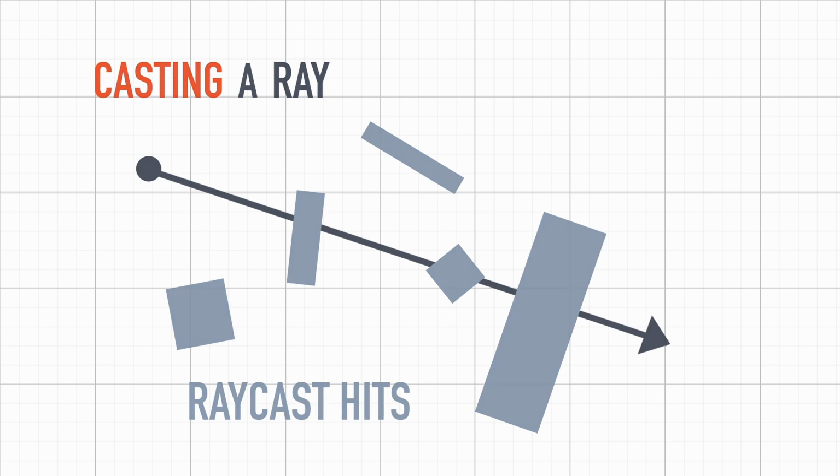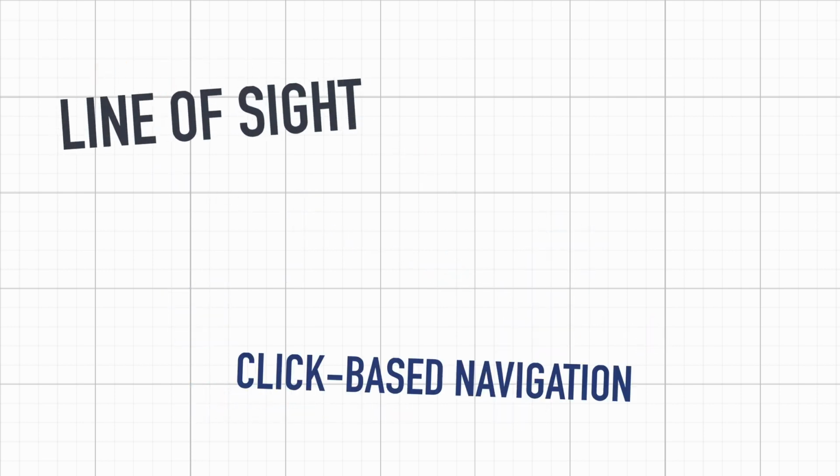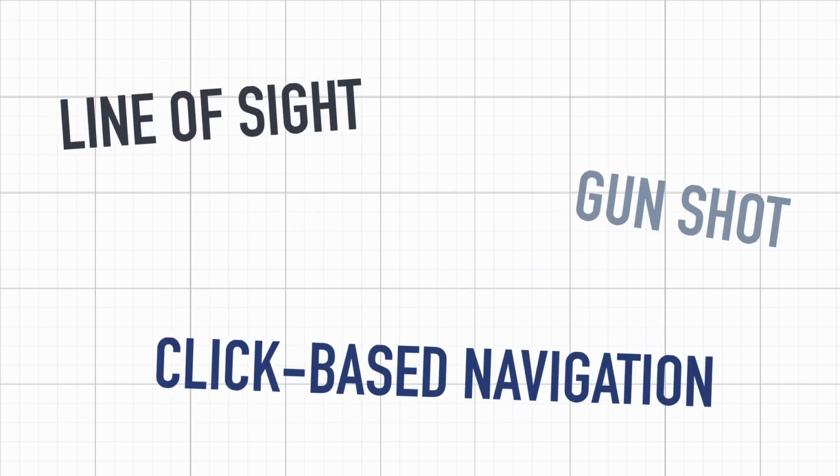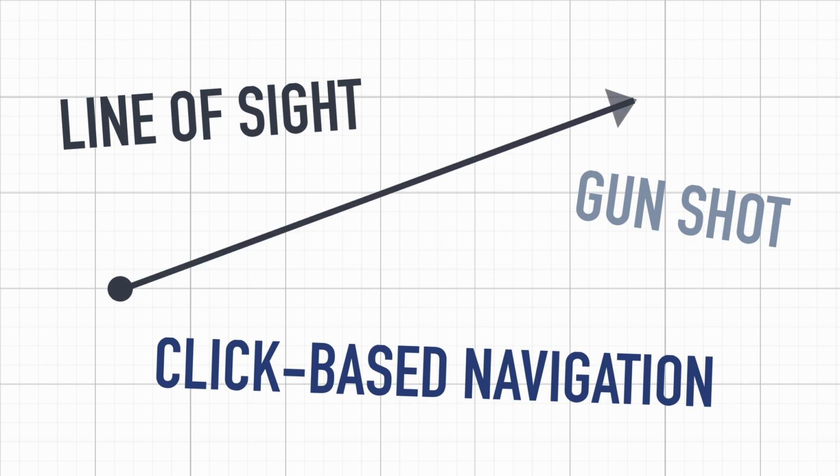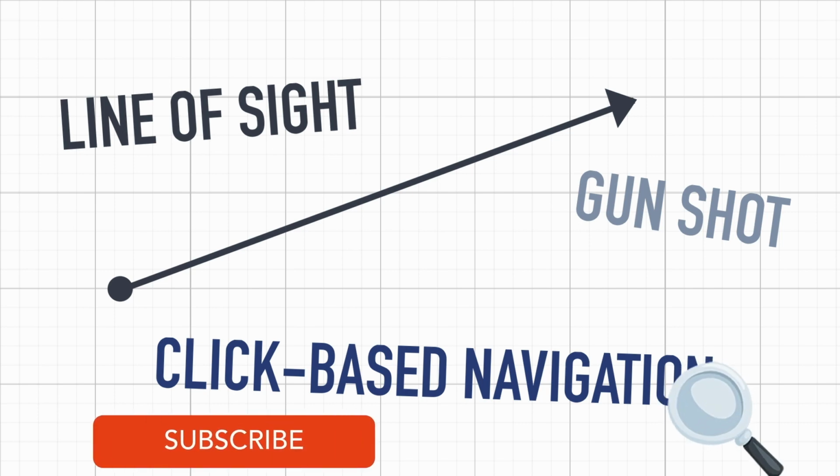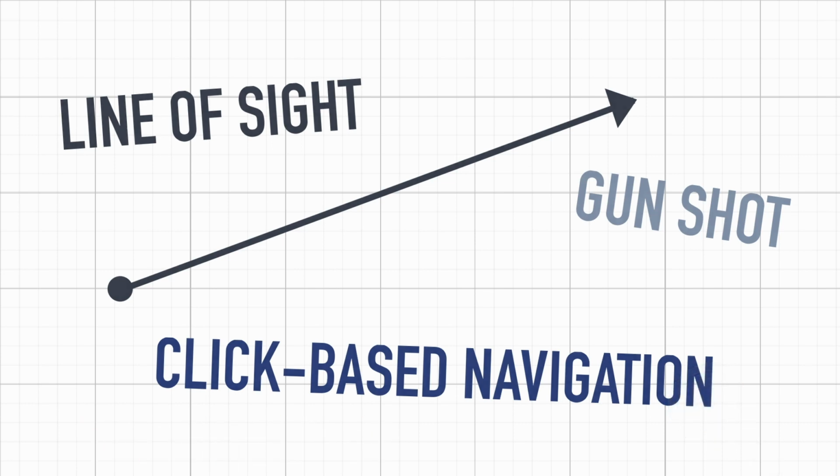This tool can be a great way to compute lines of sight, click-based navigation, gunshots, and other concepts that can be abstracted as a half-straight line starting from a source point and aimed in a specific direction. So today, let's have a quick look at how we can implement, tweak, and optimize those raycasts in Unity and C#.